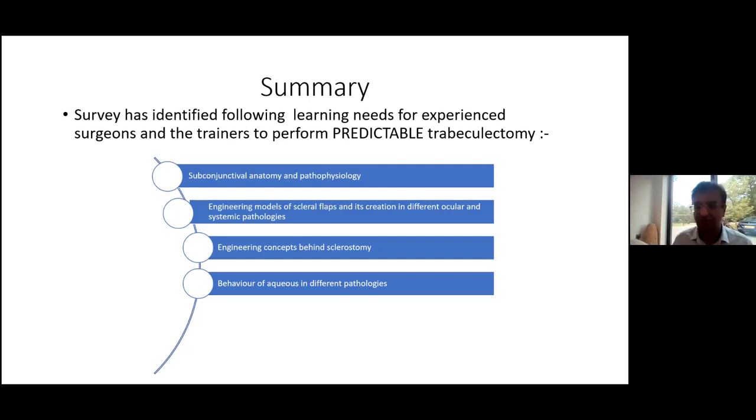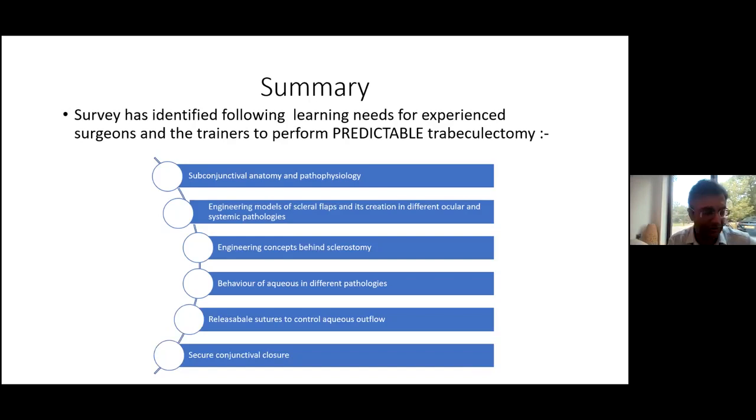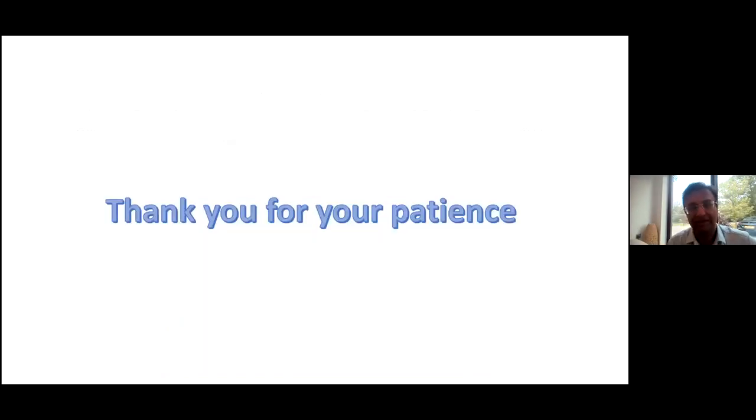So each ocular pathology, whether it's cataract surgery, uveitis, high intraocular pressure, or certain genetic diseases, leads to very different aqueous properties, and they should be in your mind before doing trab. And then releasable or adjustable sutures, to have a controlled optimal aqueous flow and to secure conjunctival closure, are also an unmet need. Thank you for your patience, and I apologize for taking so much time, but I hope we had a meaningful discussion. Thank you very much.